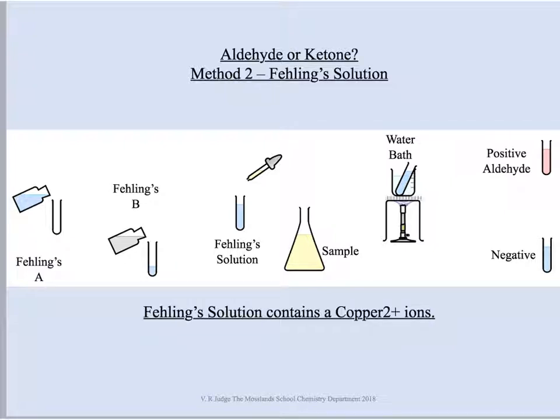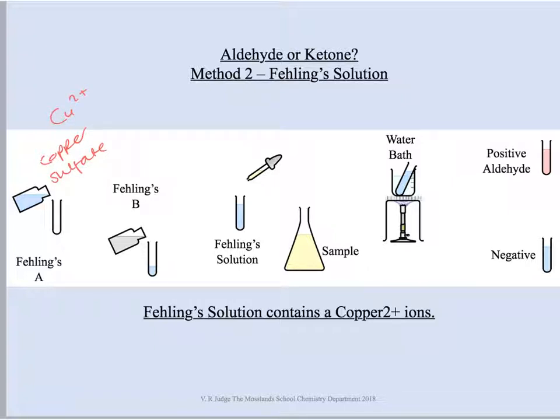So Fehling solution is a little bit strange. It comes in two solutions. So you start with Fehling's A and Fehling's B, and you have to mix those two solutions together to make your Fehling solution that will actually work on your sample. So you don't really need to know the ins and outs of it, but the Fehling solution A is just a copper sulfate solution. So it's got copper 2+ ions in it.